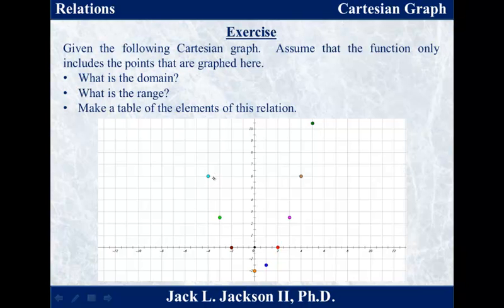Okay, well the domain, we need to list all the first coordinates, which are -4, -3, -2, 0, 1, 2, 3, 4, and 5. And the range, we need to list their output coordinates. Start down here: -2, -1.5, 0, looks like 2.5, 6, and 10.5.